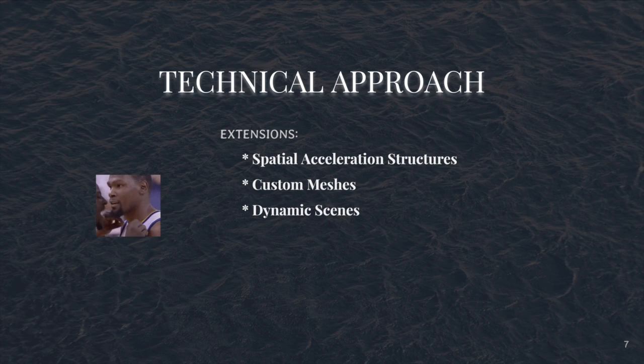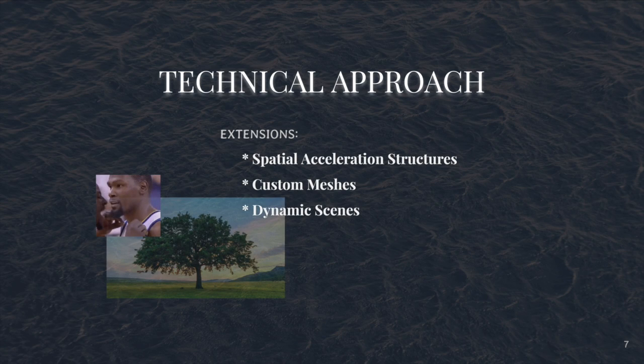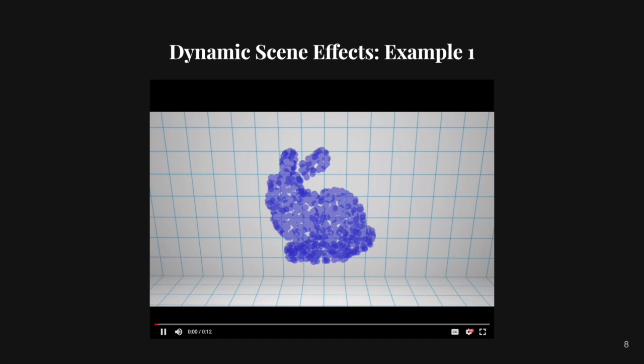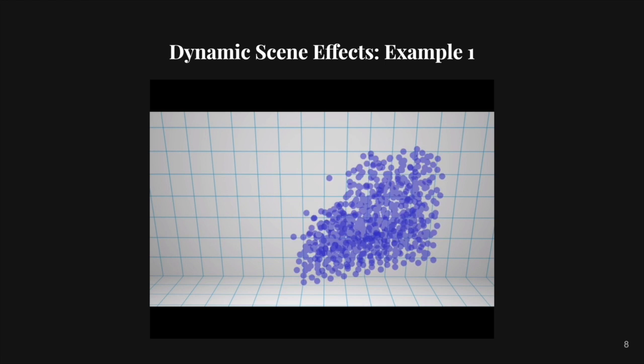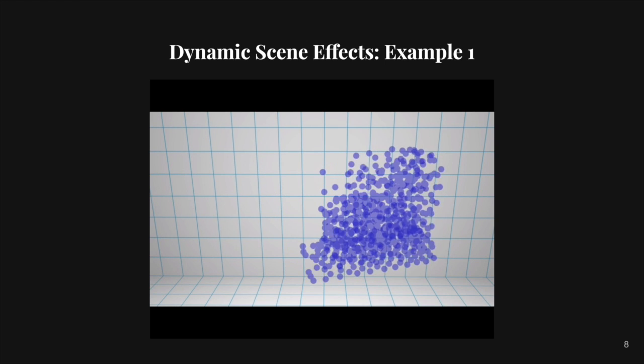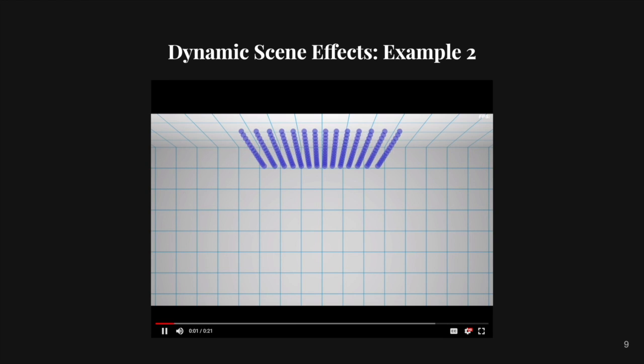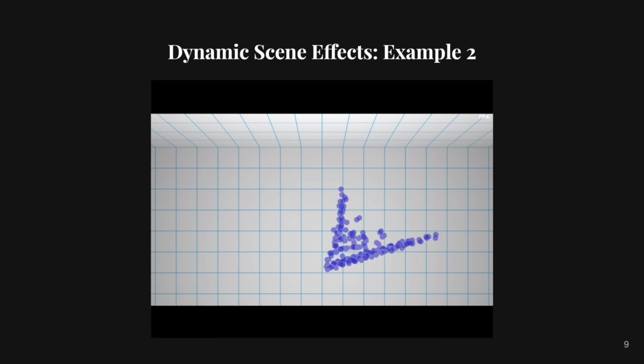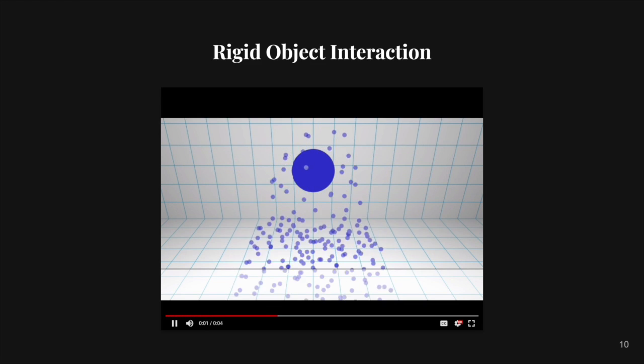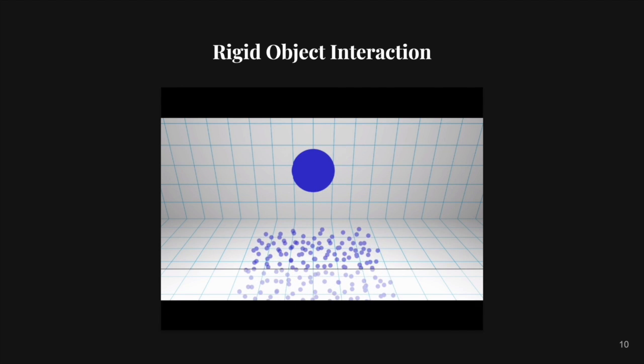And some additional extensions that we included are spatial acceleration structures with KD trees, custom meshes, and also dynamic scenes. Here's an example of the first dynamic scene where you have a gradient on the bottom and then the left wall pushing the particles. And this is the second dynamic scene where you see a particle distribution at the bottom. In this simulation, we demonstrate fluid particles interacting with a sphere.